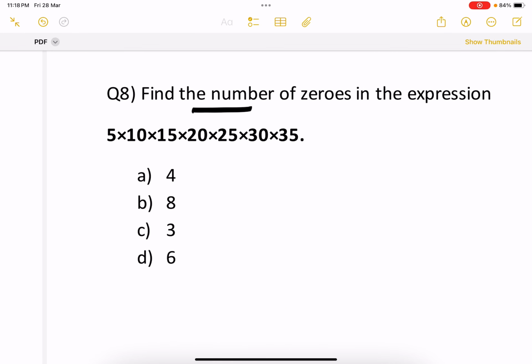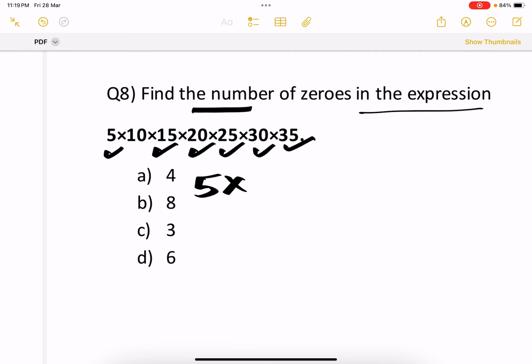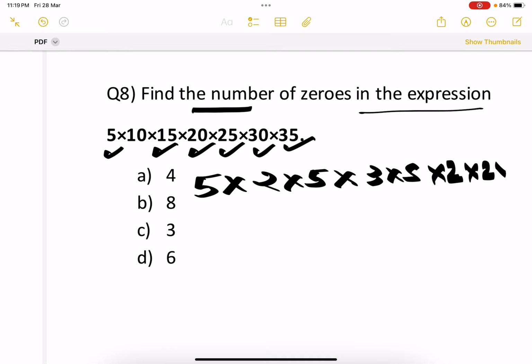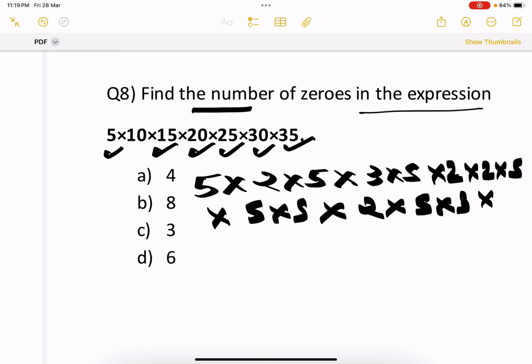It is like, find the number of zeros in the expression 5 into 10 into 15 into 20 into 25 into 30 into 35. Now for any of this kind of expression, to find the number of zeros, we count the number of 2's and the number of 5's, and whichever is less among 2 or 5, that is our number of zeros. So we expand this as 5 into 2 into 5 into 3 into 5 into 2 into 2 into 5 into 5 into 5 is 25 into 2 into 5 into 3 is your 30, and 5 into 7 is 35.